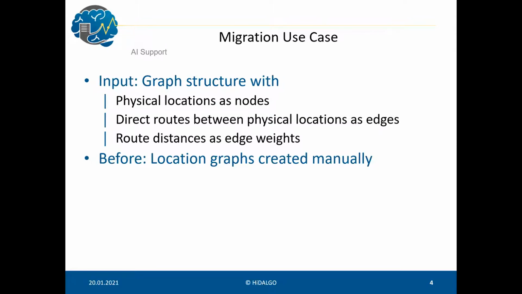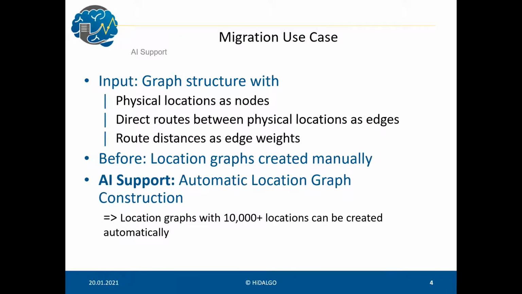And this manual creation is a quite error-prone and time-consuming process, as you have to compare each location pair. You have to look at the route between the two locations and see if the connection is indeed a direct connection. Due to this error-prone and time-consuming process, the size of these location graphs has been limited to approximately 50 locations. Now, with the support of artificial intelligence, we are able to automatically create these location graphs, with 10,000 and more locations within just a couple of minutes.